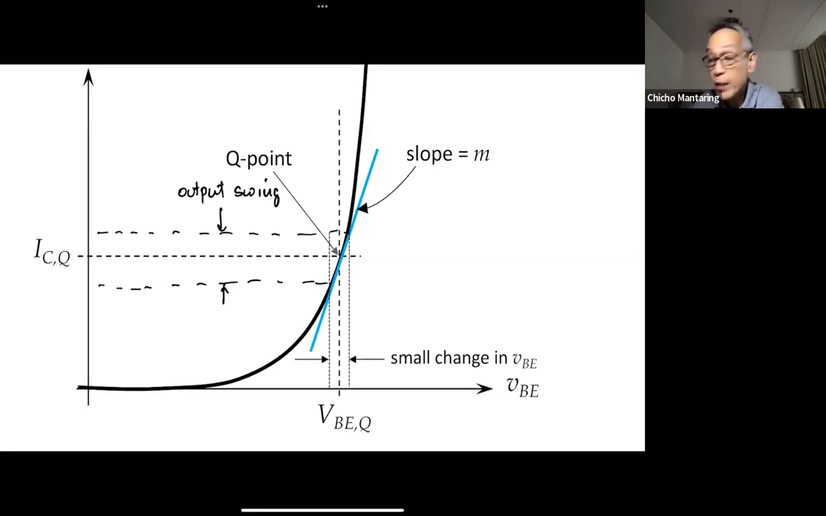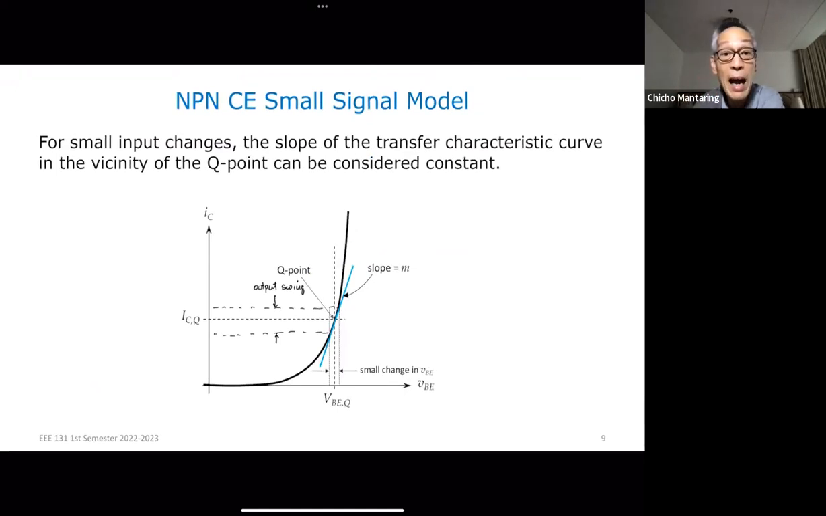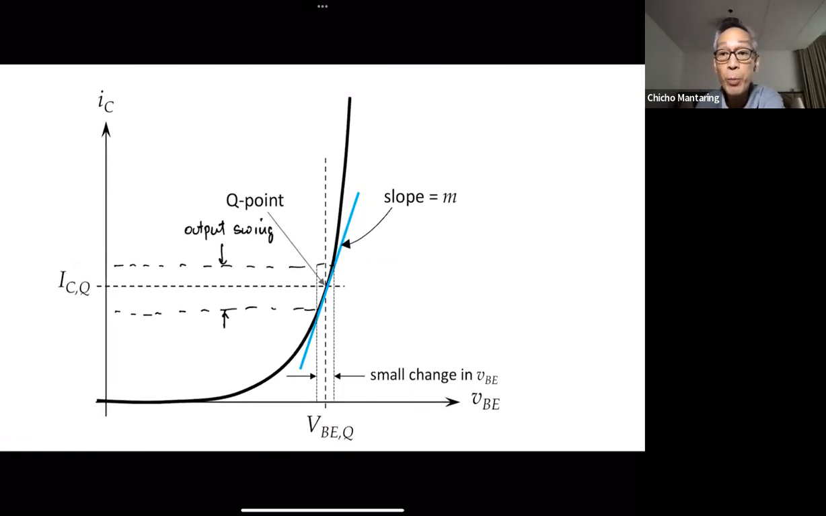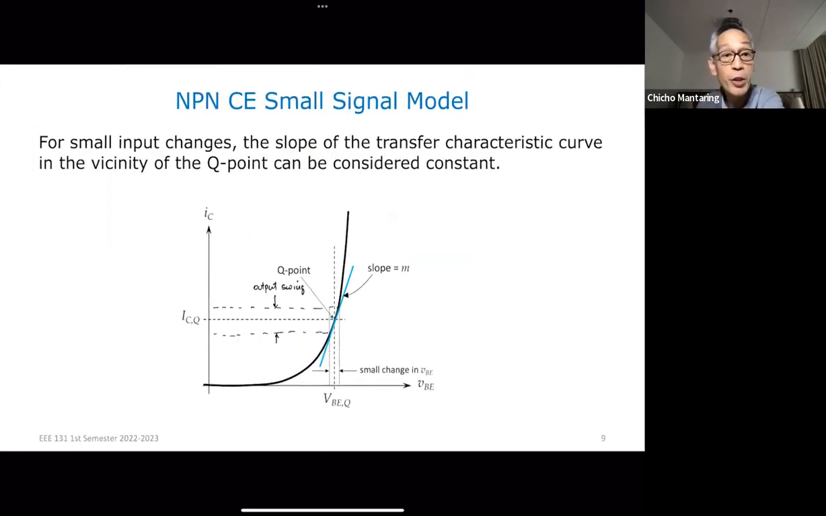If instead of the black line, I use the blue line to characterize how much my output will change with respect to my input, they are going to be approximately equal. Because for very, very small changes in VBE, my black line and my blue line are almost the same. Again, for small input changes, the slope of the transfer characteristic curve in the vicinity of the Q point can be considered constant. That is just saying that my black line and my blue line can be considered the same, where my blue line has a slope equal to m.